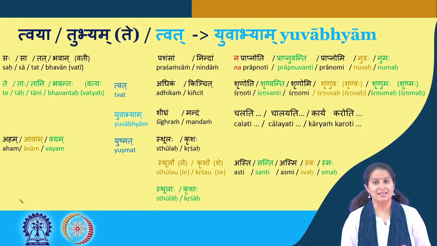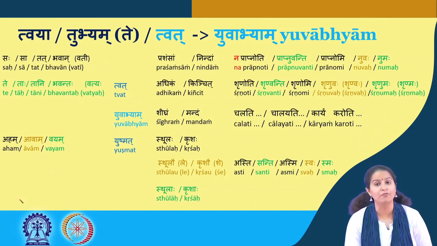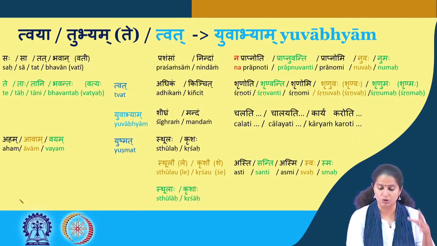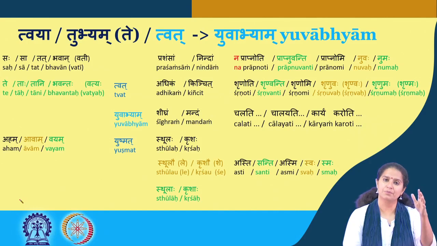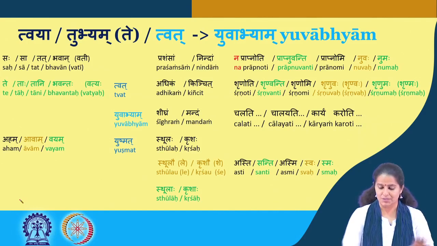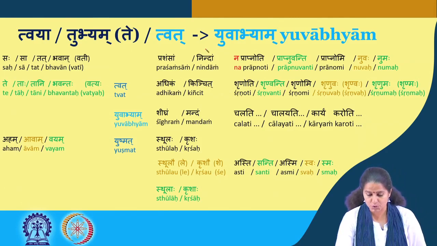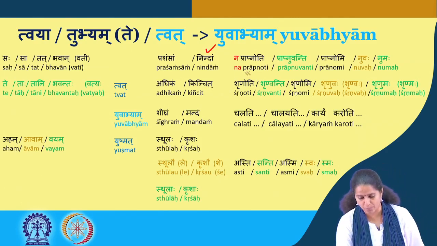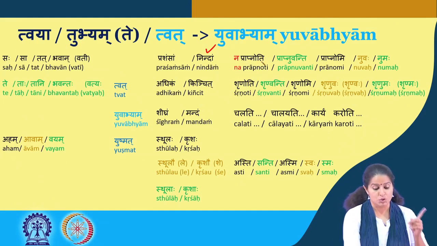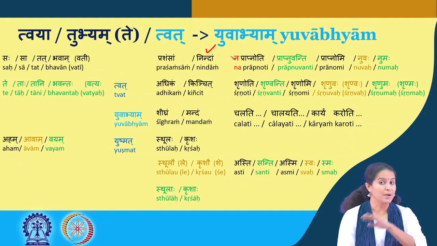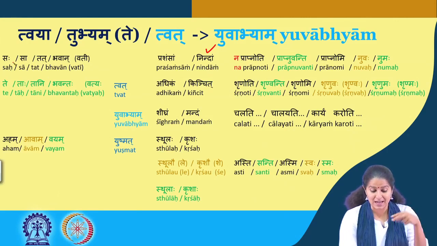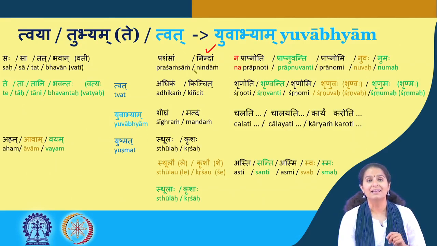Now let's look at the last case where we have the form of Yuvabhyam. So in the Tvaya, Tubhyam and Twat, so from you in the dual becomes Yuvabhyam. So let's put that in practice. We have Saha, Twat. We'll stick to Nindam here and we'll try and form the sentence with a negative. So Saha Twat Nindam na prapnoti. Saha Yuvabhyam Nindam na prapnoti. Saha Yushmat Nindam na prapnoti.